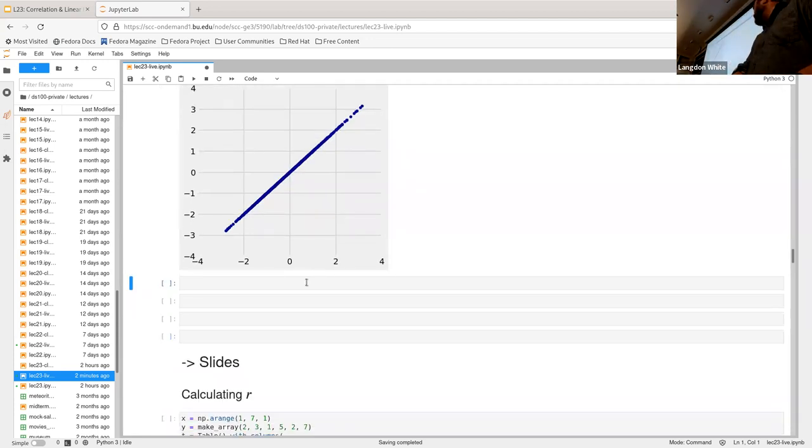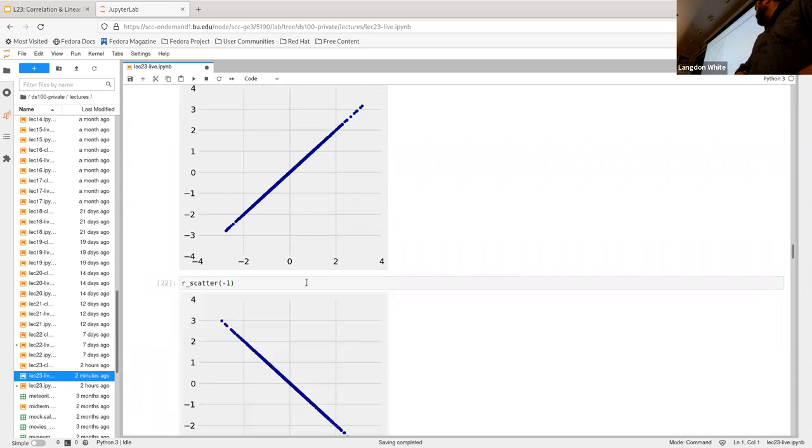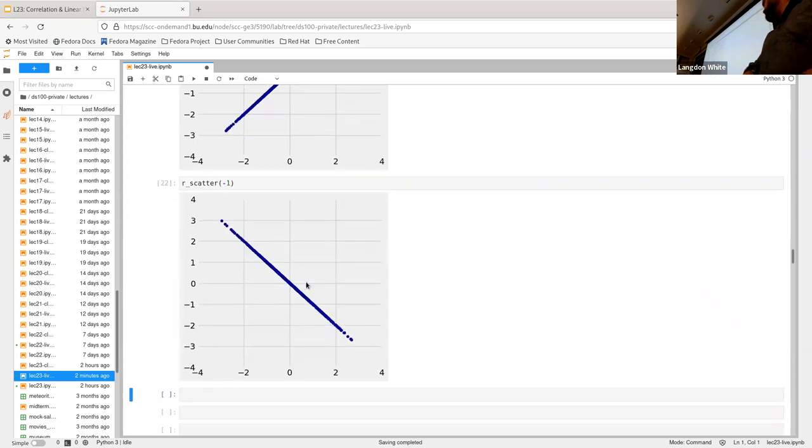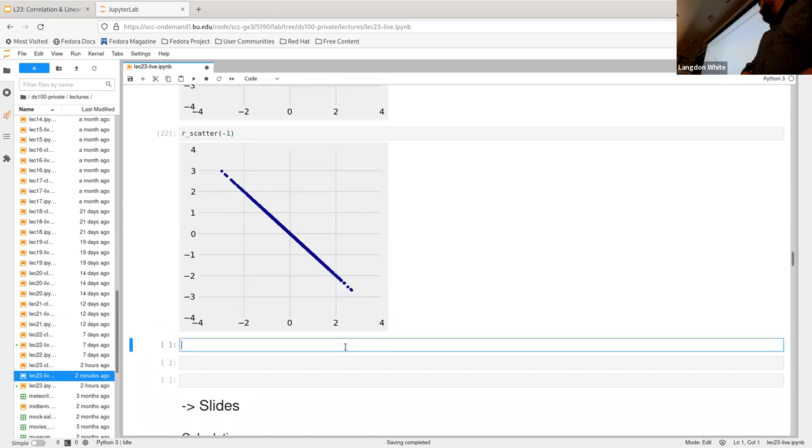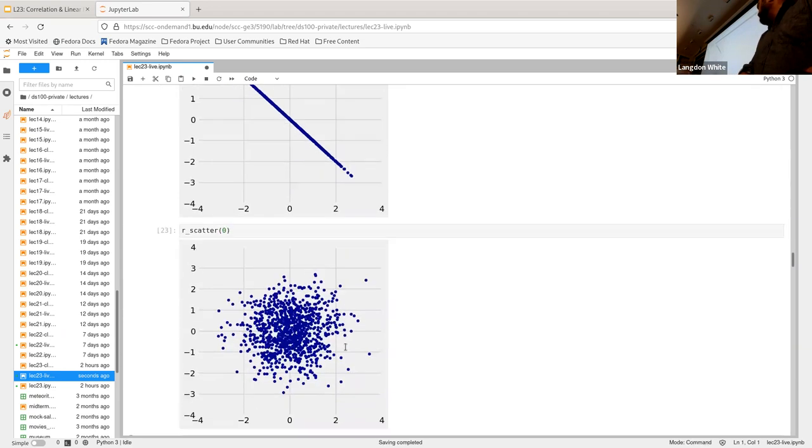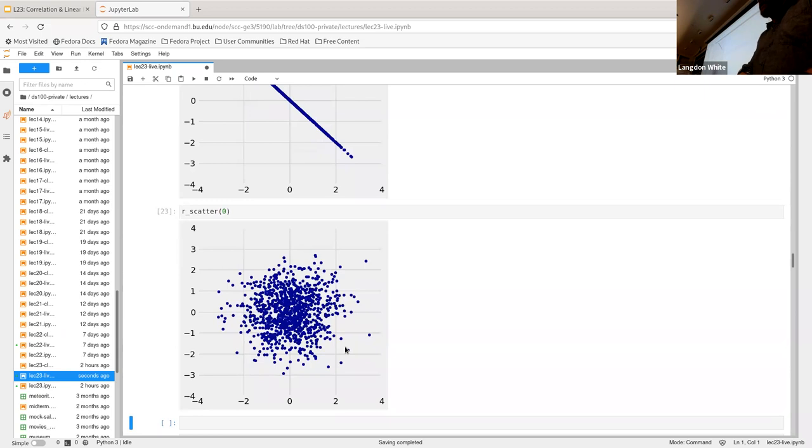And then the negative one is obviously just the reverse, right? But notice it still cuts across the line, or the intercept is still at zero. All right, anybody have any other numbers they would like to try? I want to try zero because I like zero. So this is what no correlation means, right?